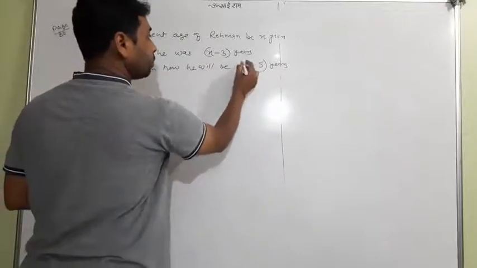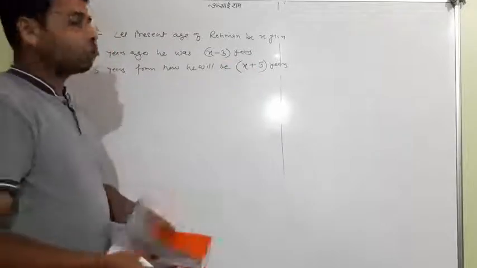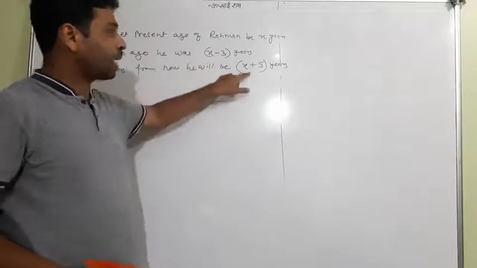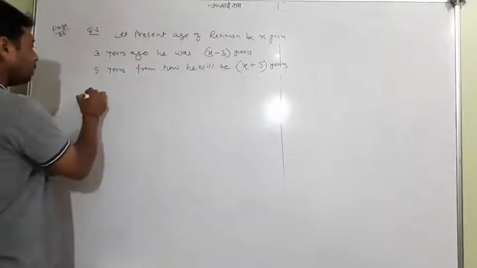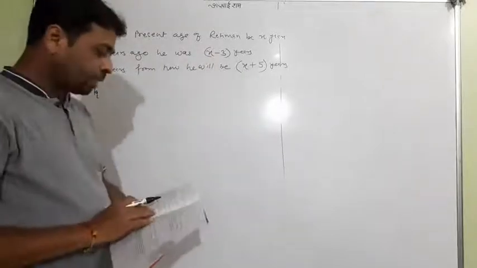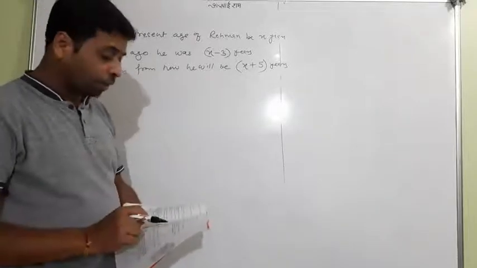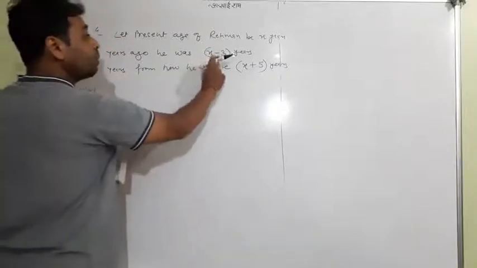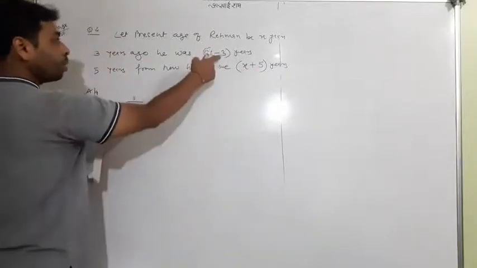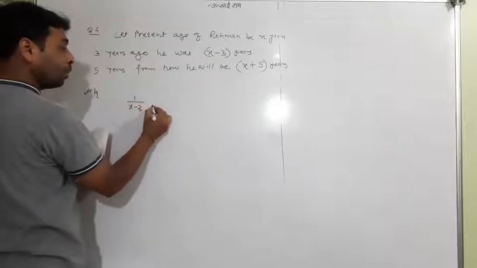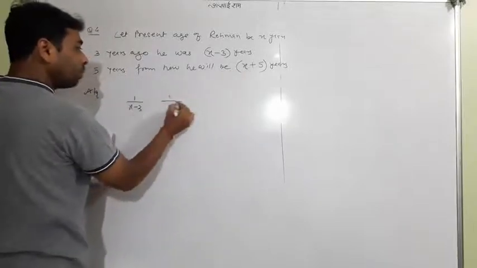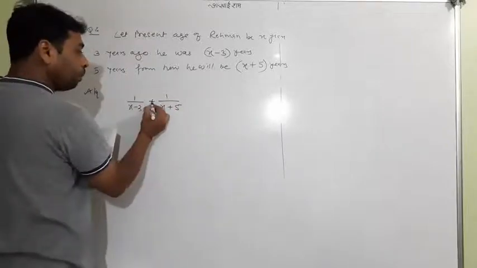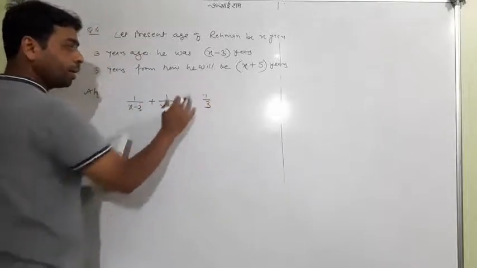Now two ages we have got. The present age is x. Three years back he was x minus 3, and after 5 years he will be x plus 5. Now, according to the question, the sum of the reciprocals of these ages is 1 by 3. What is the meaning of reciprocal? 1 upon x minus 3, and the reciprocal of the other age is 1 by x plus 5, and the sum of these is equal to 1 by 3.